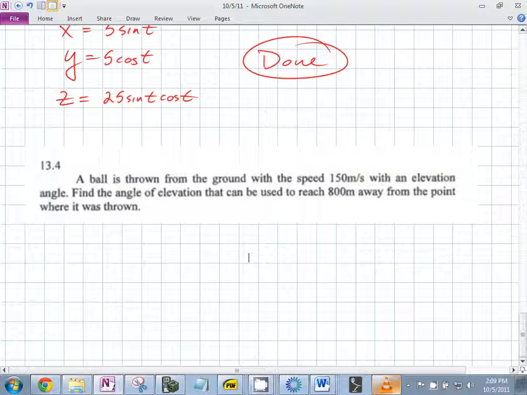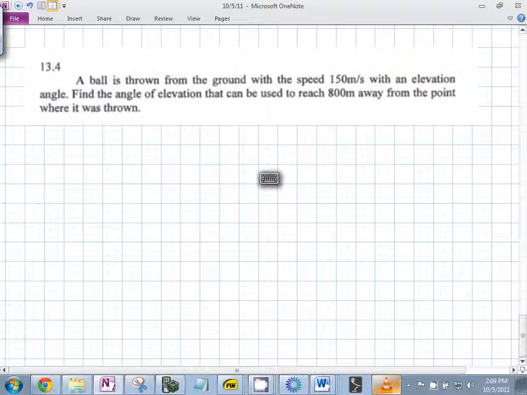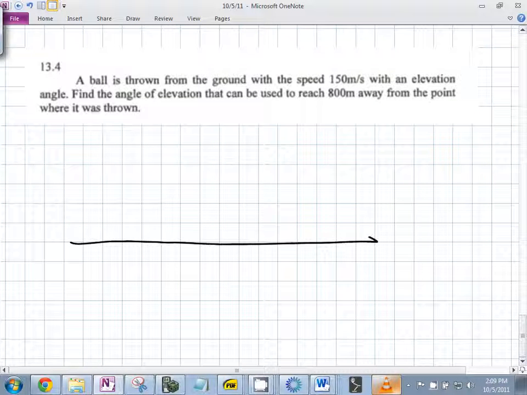So let's just draw what's going on here. So we have the ground. This is a fantastic question. Man, I should write this into the test. Maybe next year. So this thing is fired.